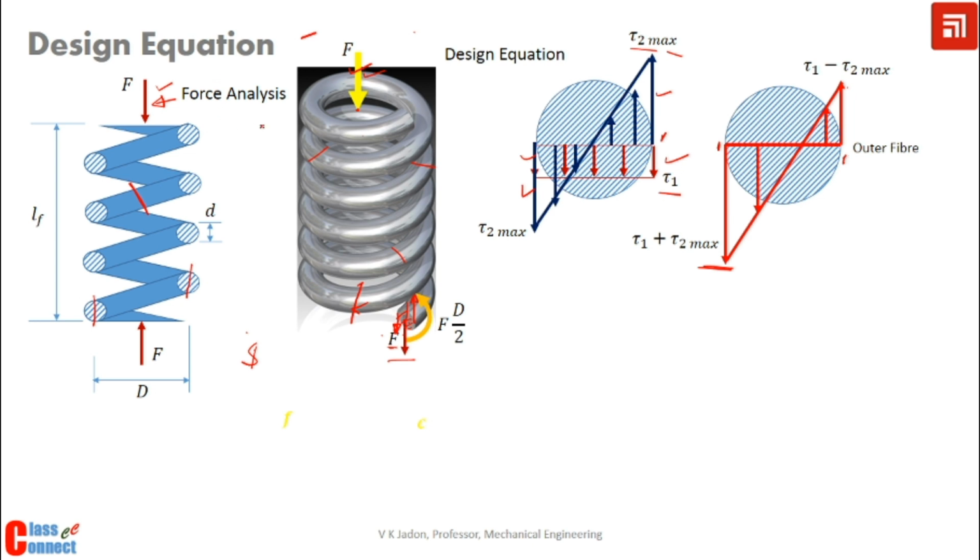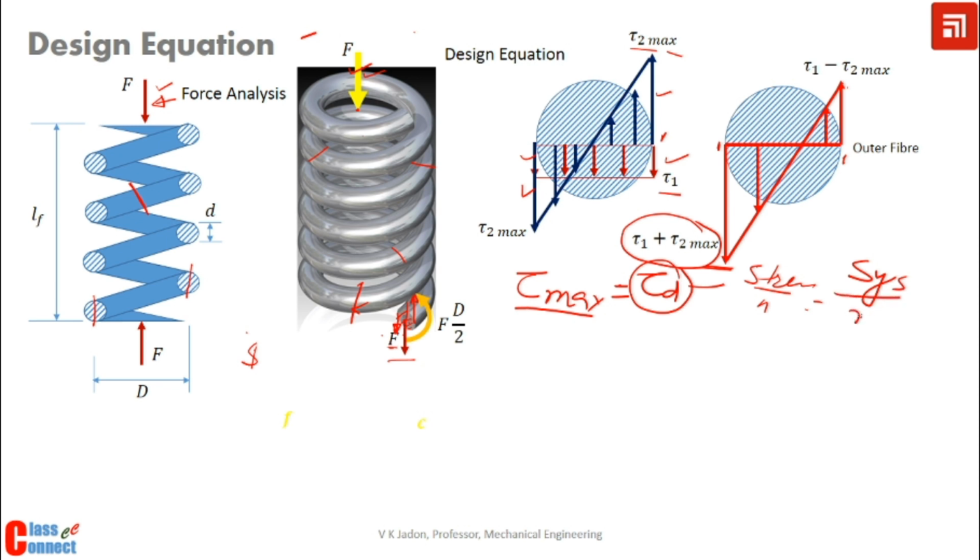And to write the design equation, because only shear stresses are induced, we will be writing tau maximum is equal to tau d. So this left hand side will be obtained using tau 1 plus tau 2 maximum, and the right hand side as usual we will be having strength over factor of safety. And strength in this case of shear stress, we will be using SYS divided by factor of safety. And from where SYS is to be obtained, that will be seen later.